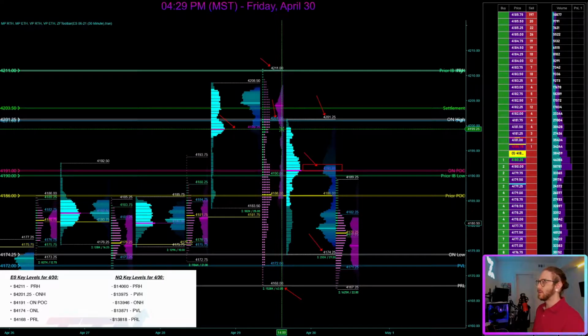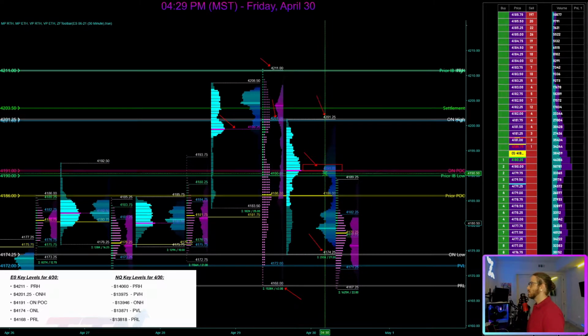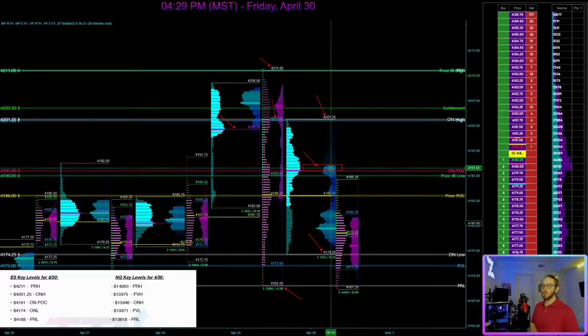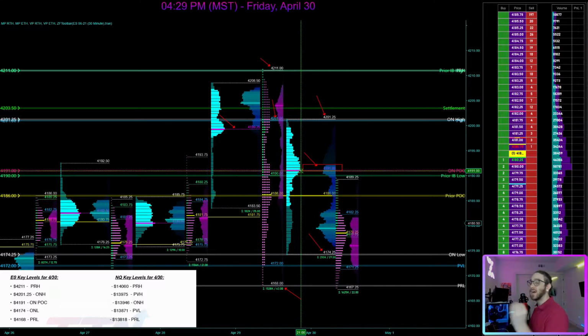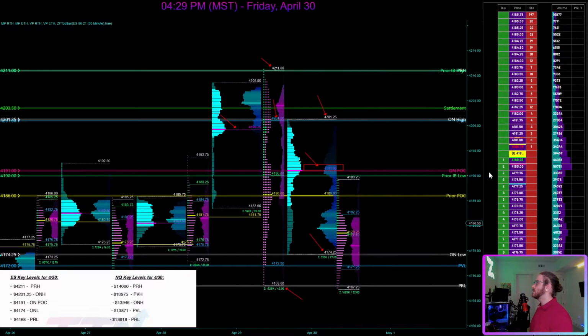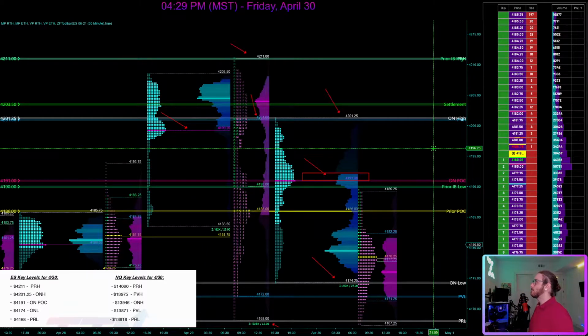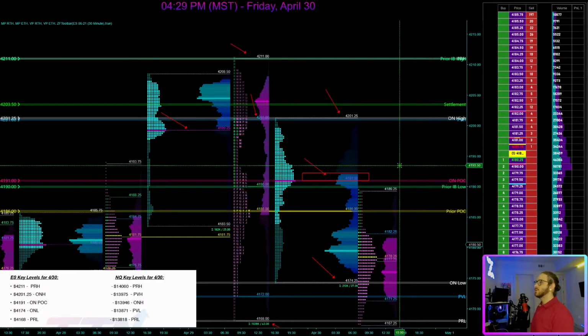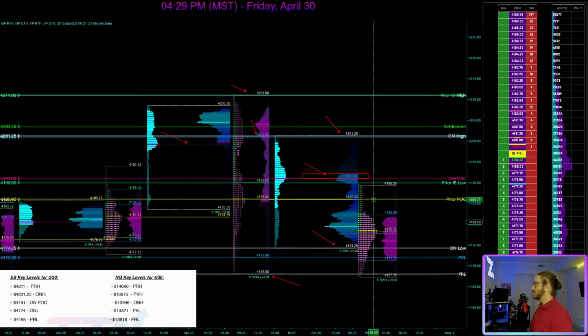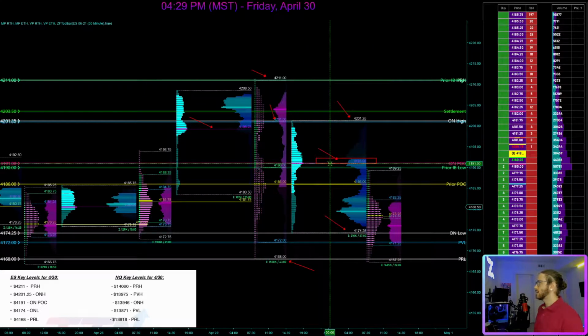So third level that I was looking at was the point of control down here. And the point of control, for those of you guys who are not familiar with the profile or new to the profile, that is where the most trading activity took place. And on the left side, this is where the most time was spent, right? So you can gather that this is indeed where the most important price action is. So moving on to that third level, I was looking at the overnight point of control, this 41.91 level.